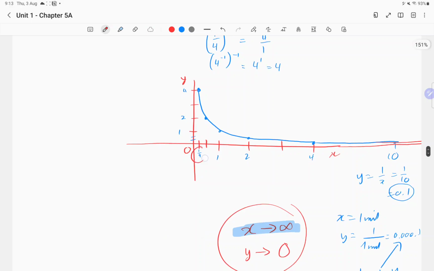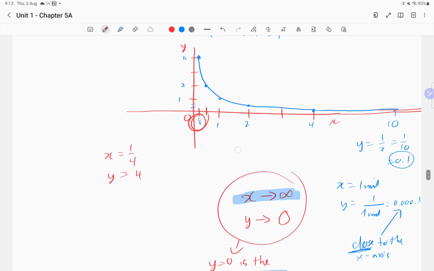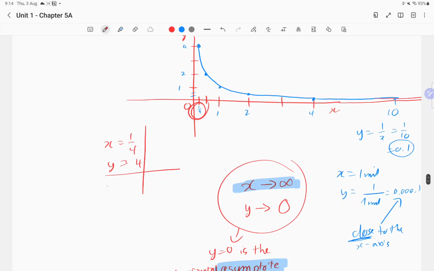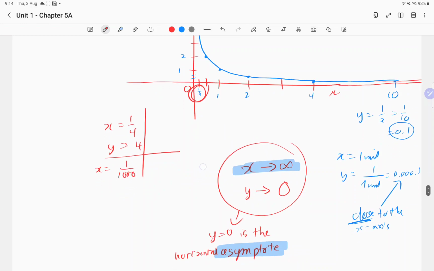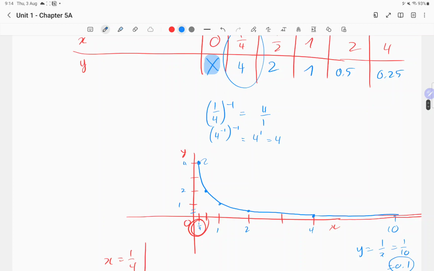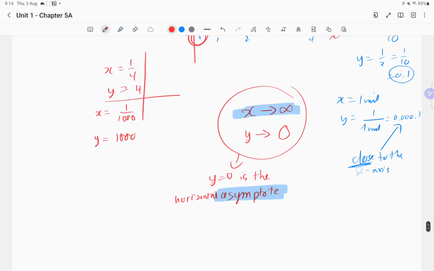And then let's look at the direction where x gets closer to 0. So note that when x is 1 quarter, y would be the reciprocal of that, which is 4. Do you see a pattern here? When x is equal to, let's say, 1 over 1,000, this is a really small number close to 0, y would be 1,000. So in fact, this graph on that side will just go larger and larger as x gets closer and closer to 0. But does it ever cross through the y-axis? The answer is no, it doesn't cross through the y-axis.